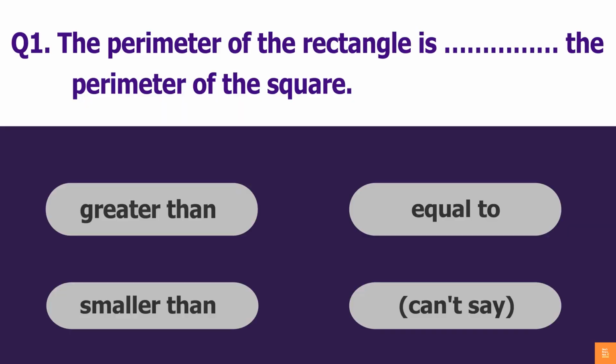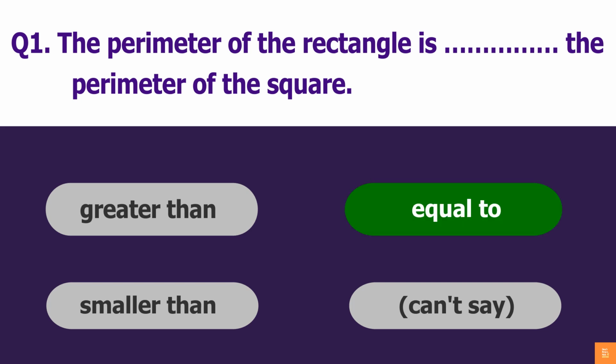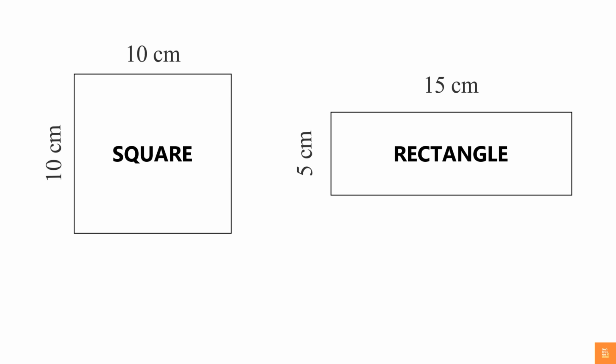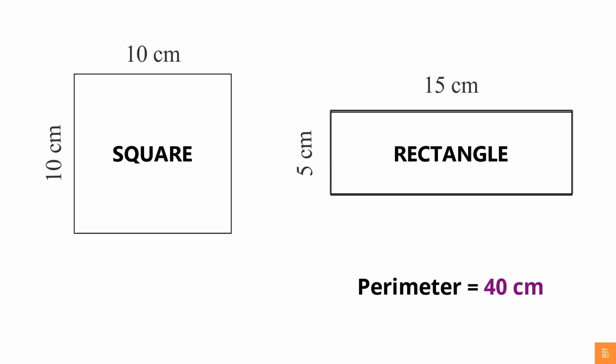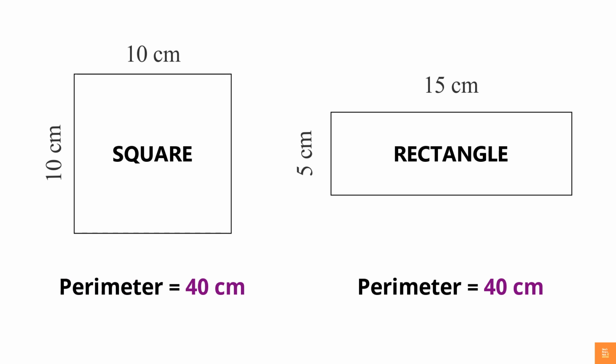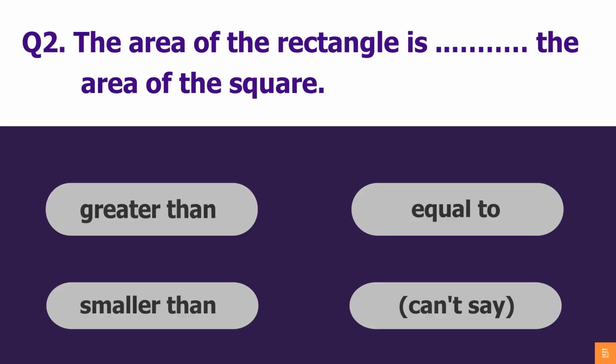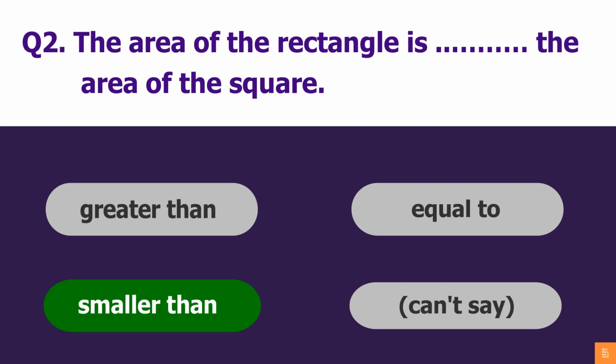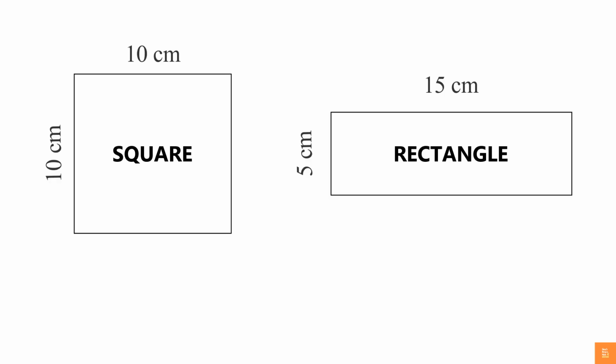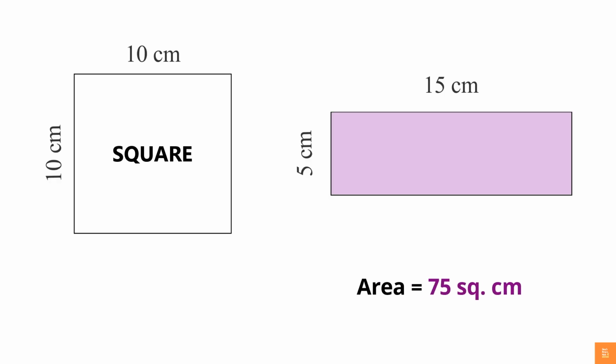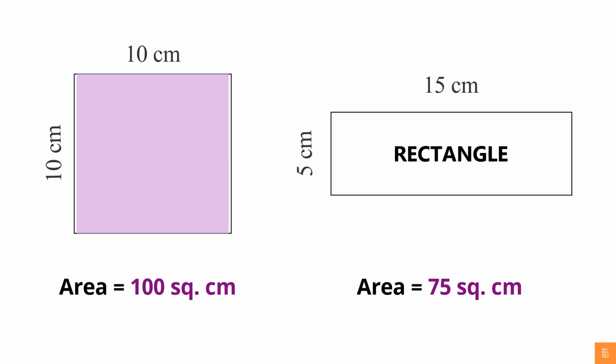Question number 1. The perimeter of the rectangle is equal to the perimeter of the square. By calculation, perimeter of rectangle equals 40 cm and perimeter of the square equals 40 cm. Question number 2. The area of the rectangle is smaller than the area of the square. By calculation, area of the rectangle equals 75 square centimeter and area of the square equals 100 square centimeter.